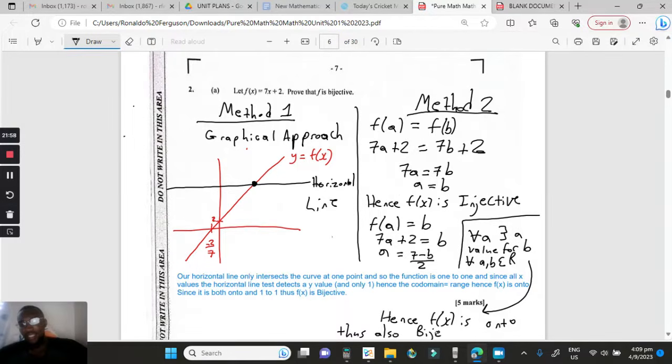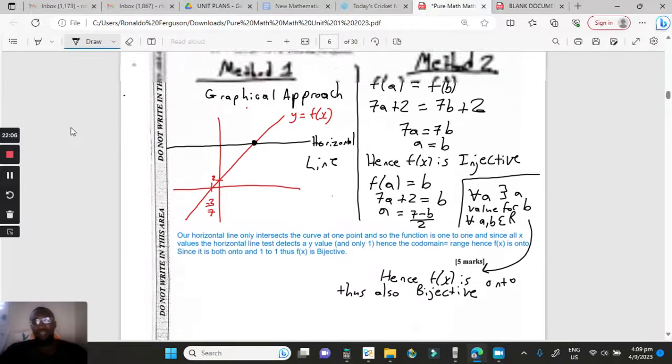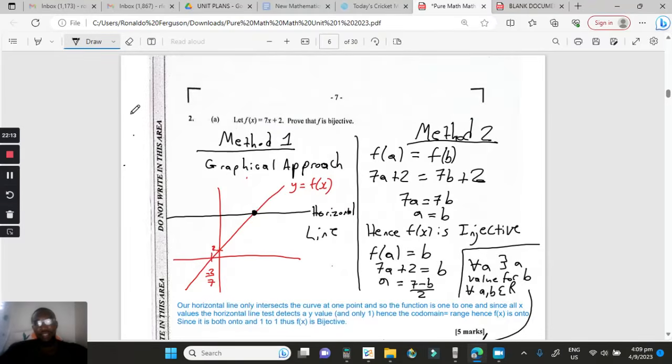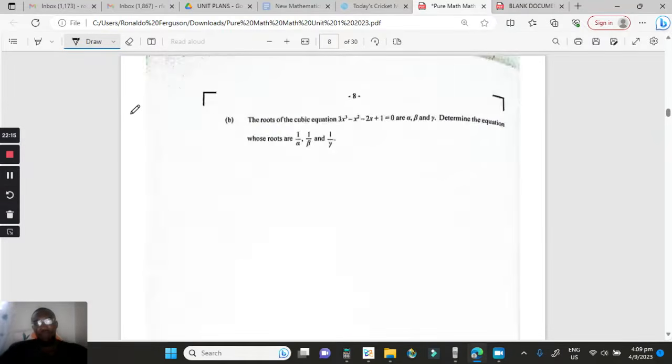thus also bijective. It's bijective since it's both onto and one-to-one. So I mean, easy question to start, easy 5 marks, no problem. Now it says, we just did that, sorry, we just did this part. The picture is there twice.